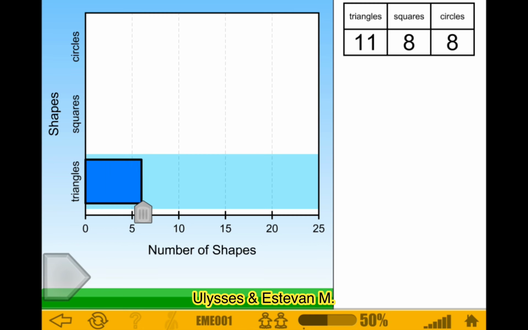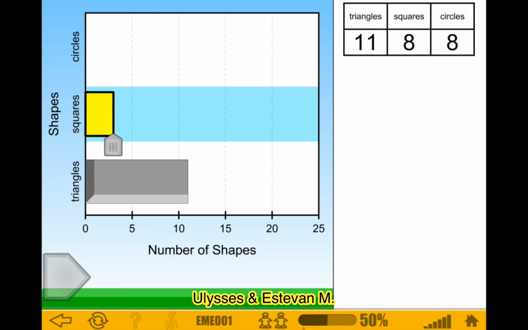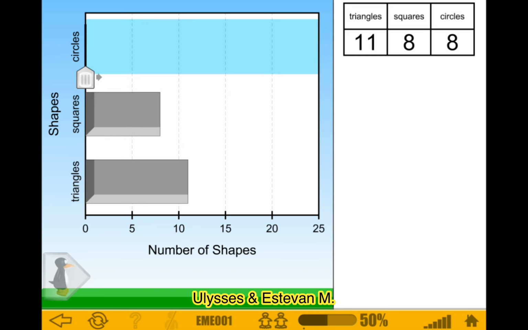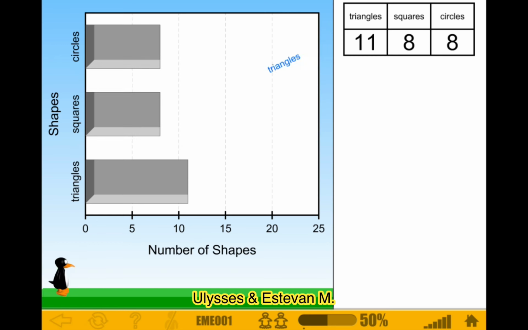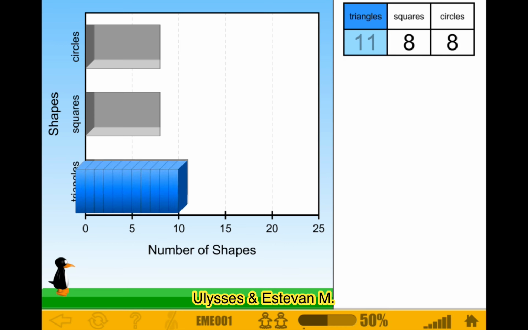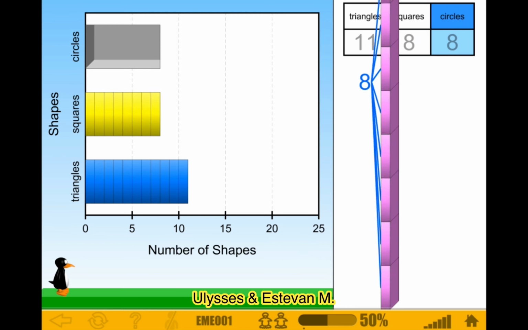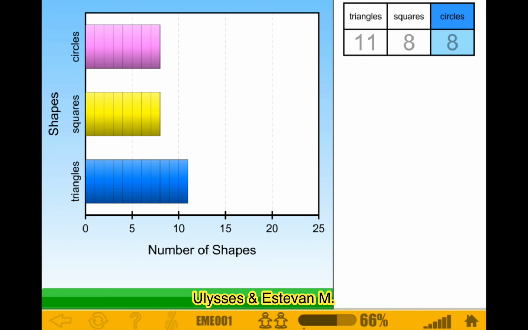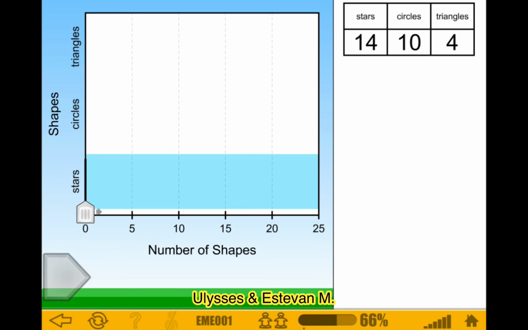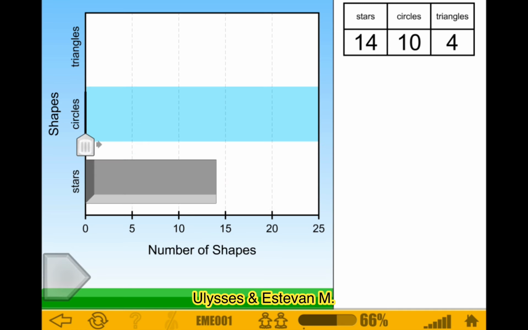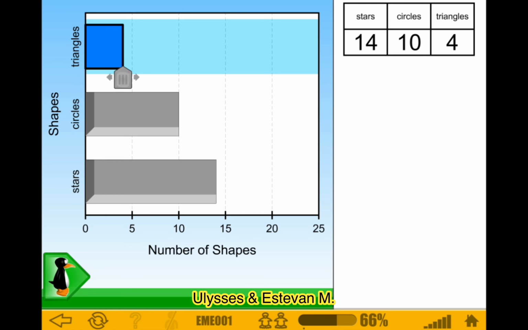38. Okay, so triangles is 11. Triangles 11. So, yep. And then squares is, this would be 10, 9, 8. And circles has to be the same as well. Boom. I'm professional. Okay, so it would equal 27. Simple, easy, nice. Okay, anyways, so stars, 14. Yep, that's out to be 14. 10 circles. And triangles. 4.